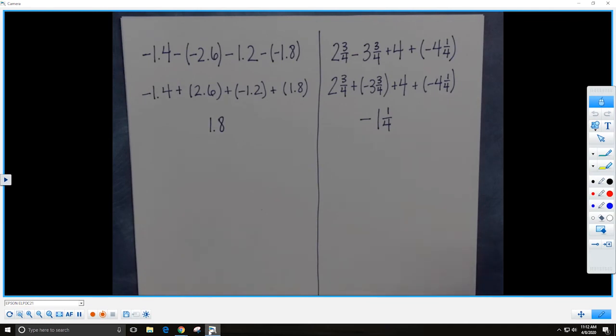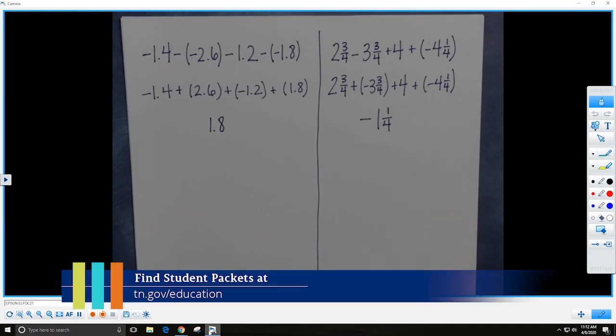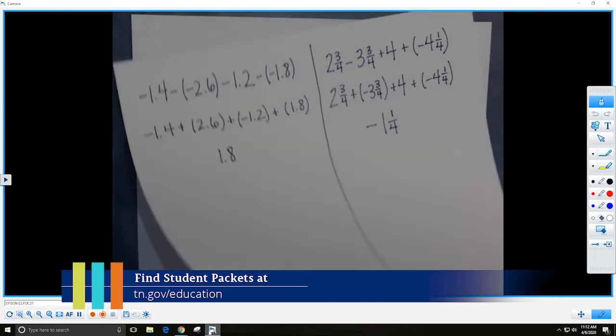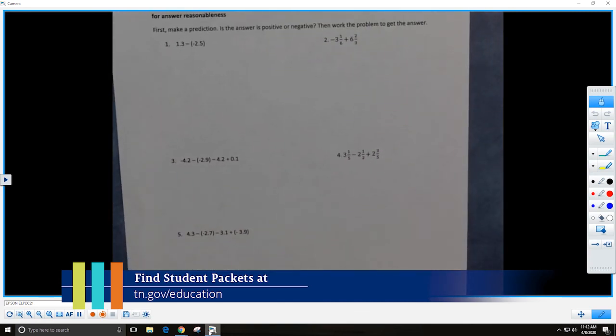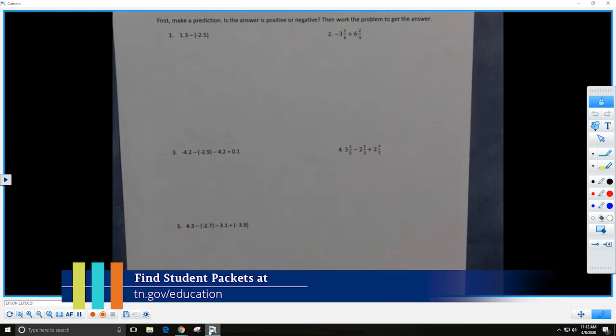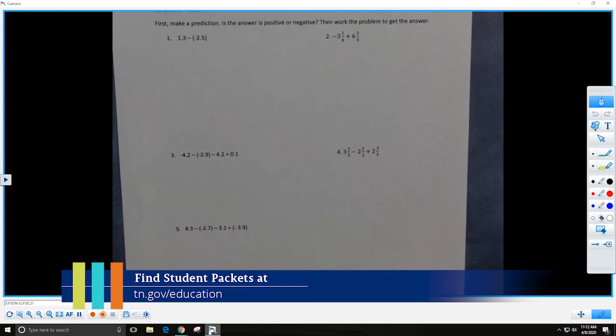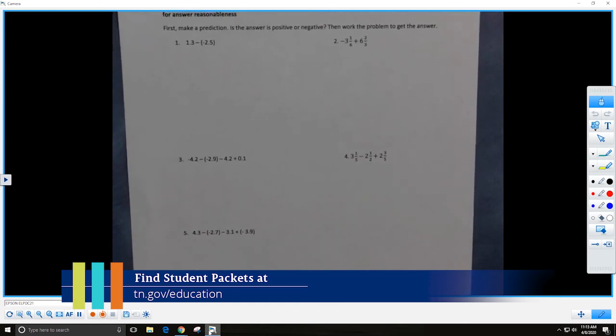After this video, you will have some problems to practice on your own. I will show you the independent practice problems now, or you can find them in the student practice for this lesson posted on our website, www.tn.gov/education. Notice that the instructions say to first make a prediction about whether the answer is positive or negative. Then you're going to work the problem to get the answer. I'll pause while you look over and maybe write down these problems. Good luck and do your best.